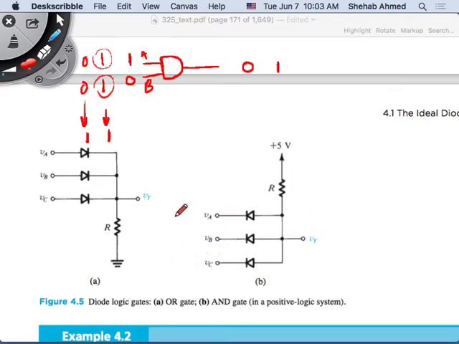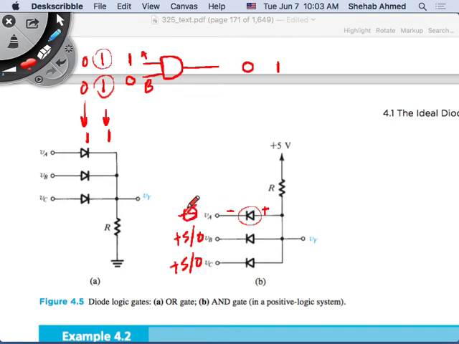Here I can put plus 5 volts, or I can put 0. Here I can put plus 5 volts, or I can put 0. Here I can put plus 5 volts, or I can put 0. If I put plus 5 volts at VA, is this diode going to conduct? No. It will not, because we said that for the diode to conduct, the anode has to be at a higher voltage than the cathode. Here I see 5 volts, and here I see 5 volts, assuming there is little or no current, so this diode will not conduct.